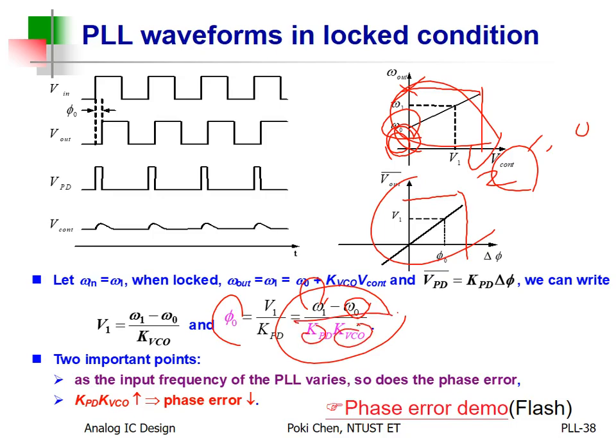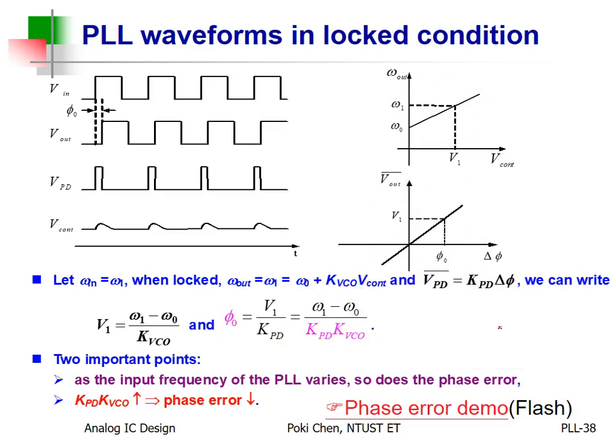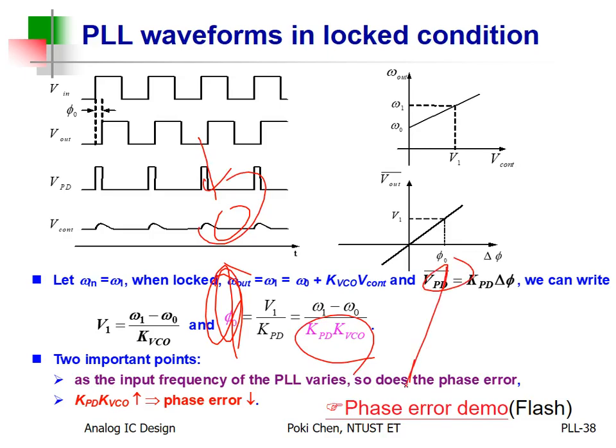Okay, very good. So, how to reduce the phase error if you would like to make it zero? How can you do it? To enlarge this one. But to enlarge KPD times KVCO, you have two choices. Either enlarge KVCO or KPD. Right? Which one is better? How about KVCO? It's not good.